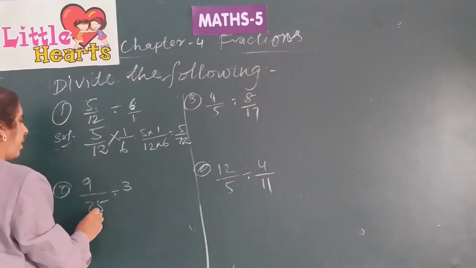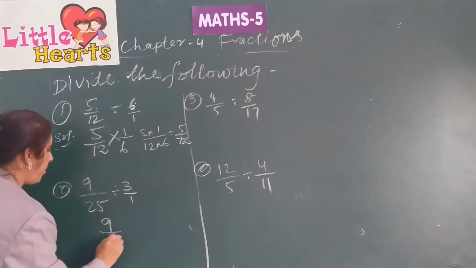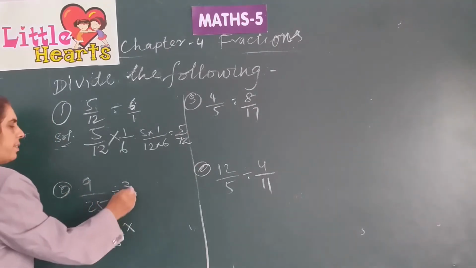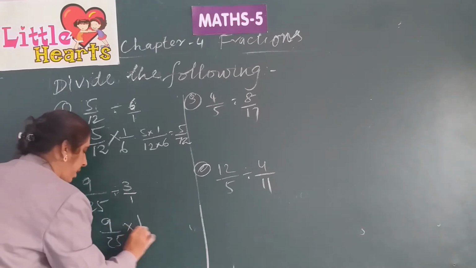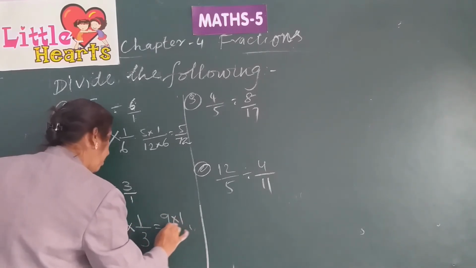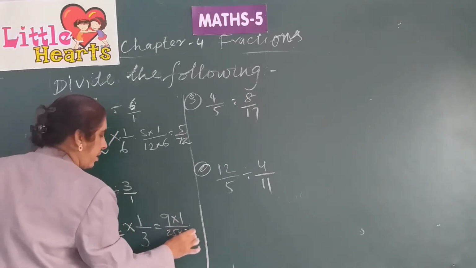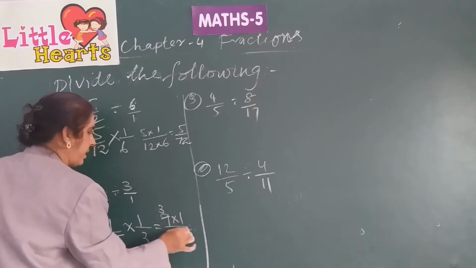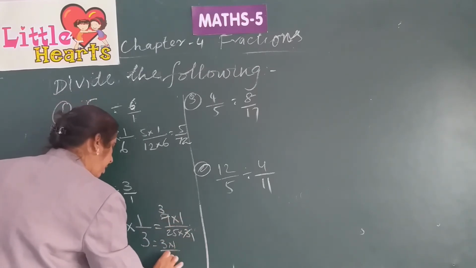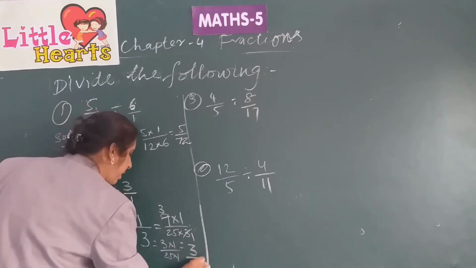9 by 25 divided by 3 by 1. 9 by 25, division becomes multiplication, and the reciprocal of 3 by 1 is 1 by 3. Now 9 into 1 by 25 into 3. 3 ones are 3, 3 threes are 9, gets cancelled here. 3 into 1 by 25 into 1. 3 by 25 is the final answer here.